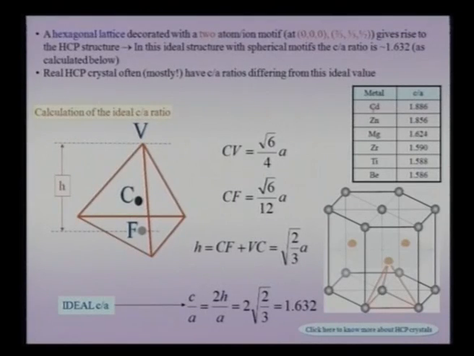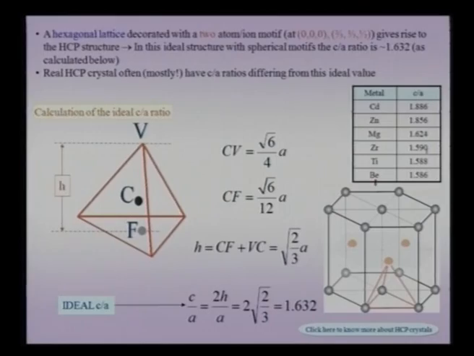Some of the C by A ratios are larger, like for instance cadmium has 1.886, zinc has a larger value, but some of the metals like beryllium have a smaller C by A ratio. And now what does a smaller C by A ratio mean? It means that I am squashing the hexagon downward. A larger C by A ratio means I am expanding the hexagon.